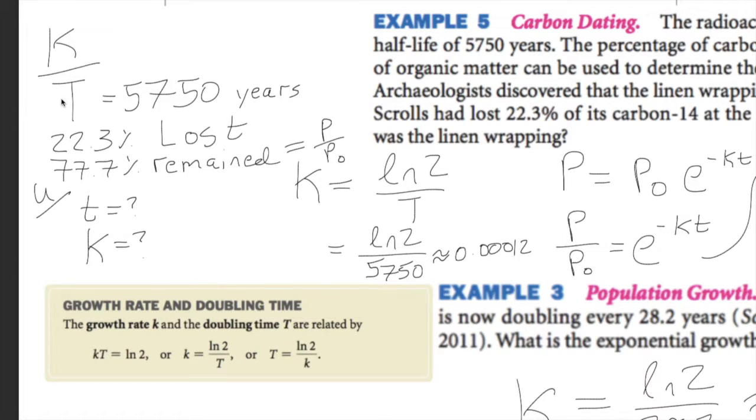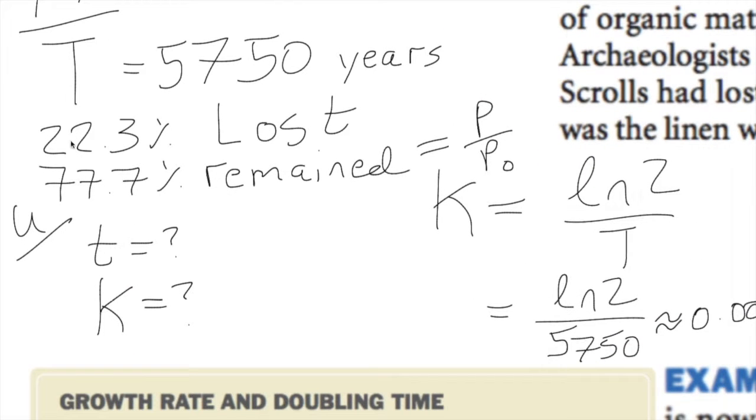So what you know is that the doubling rate, big T, is 5,750 years, and you lose, this is tricky, 22.3%. So you can't actually use that in a formula. You have to subtract from 100% to get how much has remained. 77.7% remained. And where do you plug that into a formula? It's actually the ratio P over P0. What you don't know is the time, the little t. You also don't know the rate. But we've got a formula for the rate.